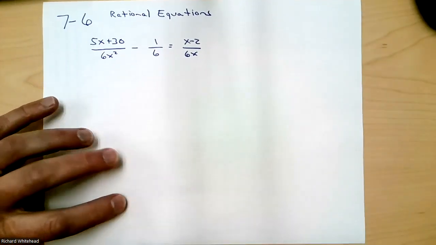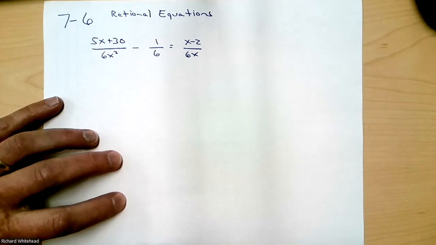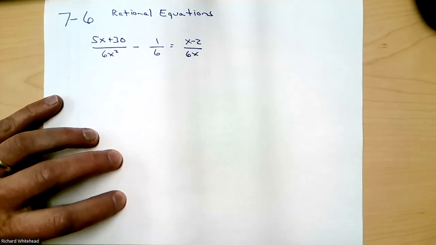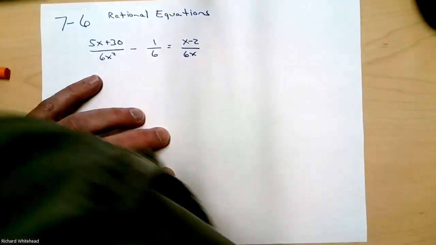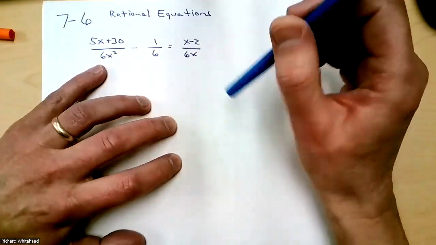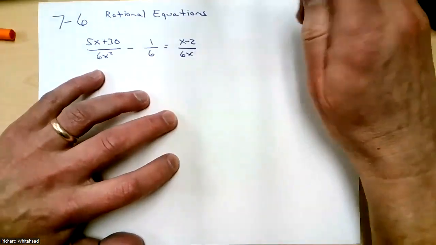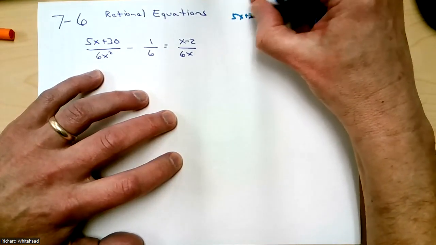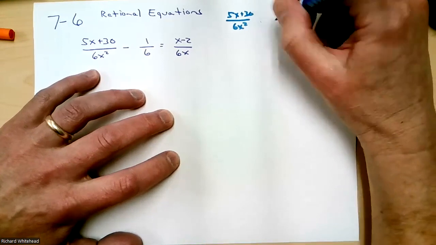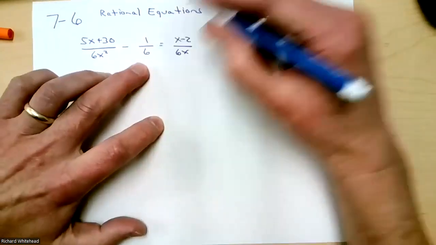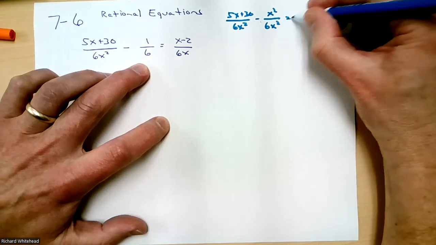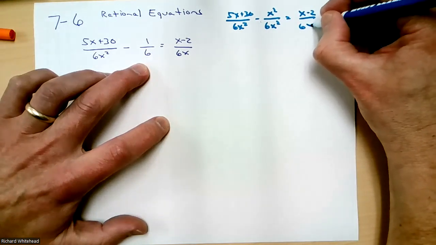Yes, there's lots of ways to approach this. As always, lots and lots of ways to do this. One person might say, this is not my recommendation, one person might say, oh well, I'm going to get a common denominator here. So I would have 5x plus 30 over 6x squared minus, let me see, my common denominator needs to be 6x squared. So that'd be x squared equals x minus 2 over 6x.